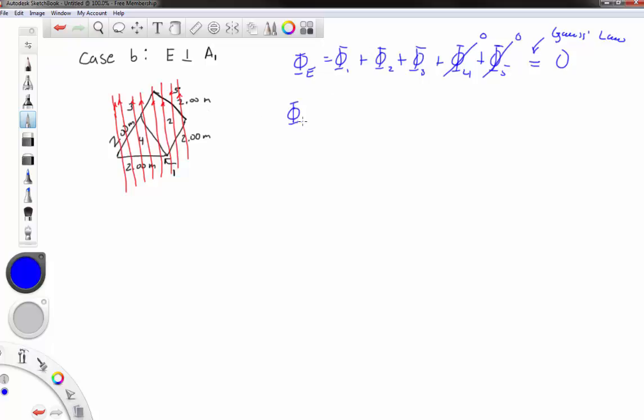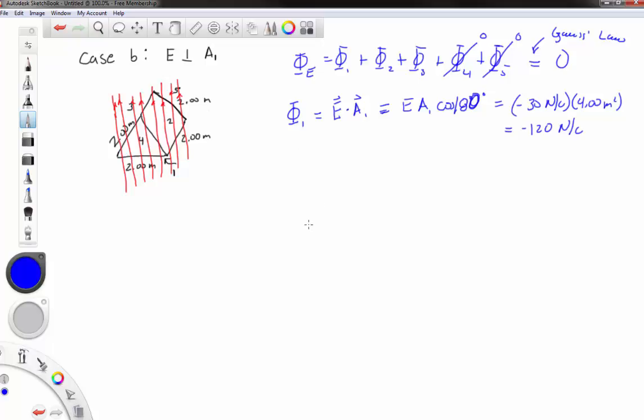For the case of phi 1, since it's perpendicular, we have E dot A1 is going to be equal to E A1 times cosine of 0 degrees, or if we want to be a little fancier, we can say that it's actually the cosine of 180 degrees because it's going into the surface. And so this is basically negative 30 newtons per Coulomb times 4.00 meters squared. And so that's minus 120 newtons per Coulomb. Okay, so basically this minus sign is from this cosine of 180.